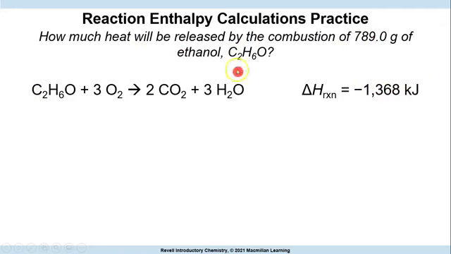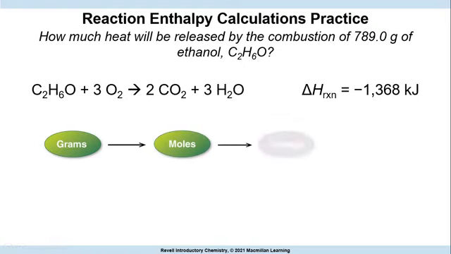Now, what we are going to do is use this mass, convert it to moles, then use the conversion factor. Here, 1 mole of ethanol gives minus 1368 kilojoules. So let's start by converting the grams to moles. Then from the moles, we use the conversion factor to get to the energy. So let's start with the grams and convert it to moles.